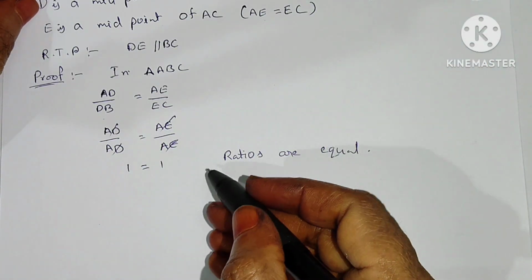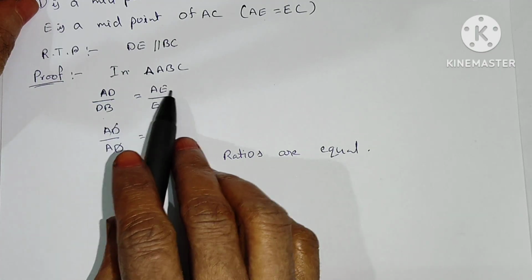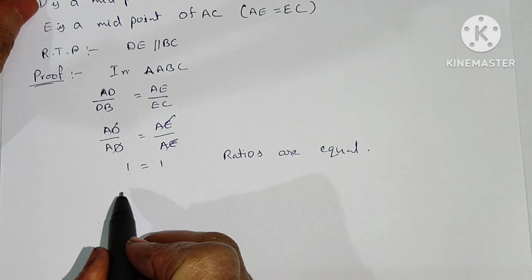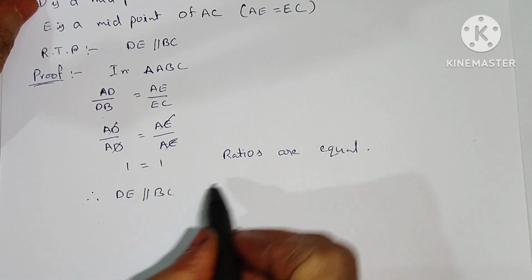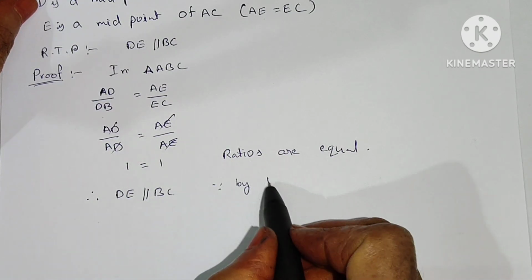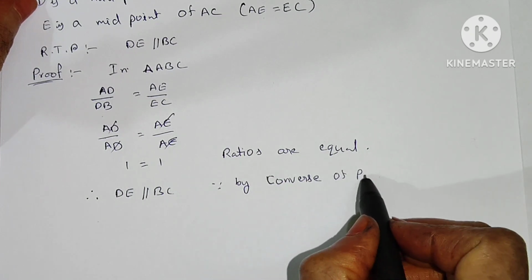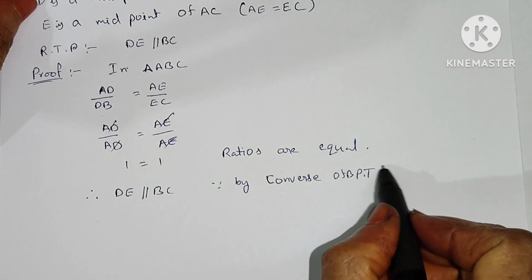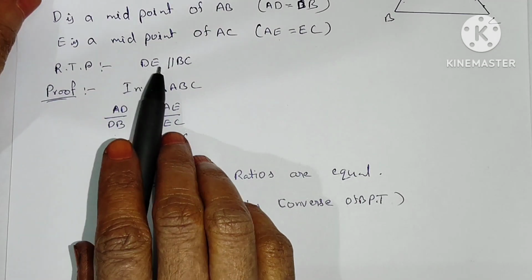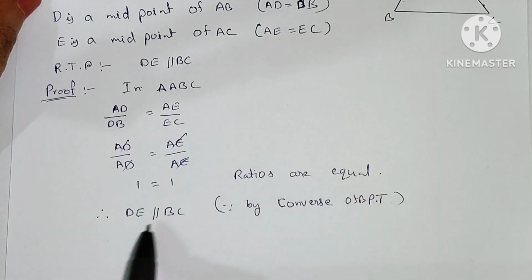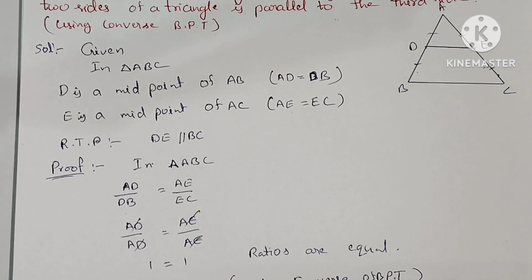Otherwise, directly we use the basic proportionality theorem: AD by DB equal to AE by EC. So therefore DE is parallel to BC by the converse of the basic proportionality theorem. So finally DE is parallel to BC. This is the complete solution of the fifth one.